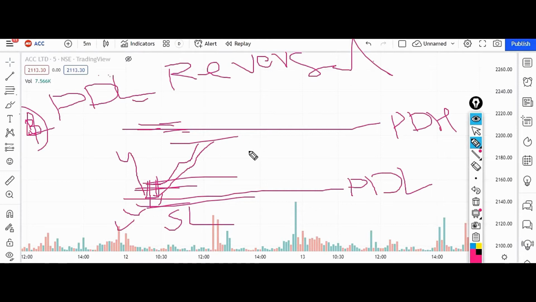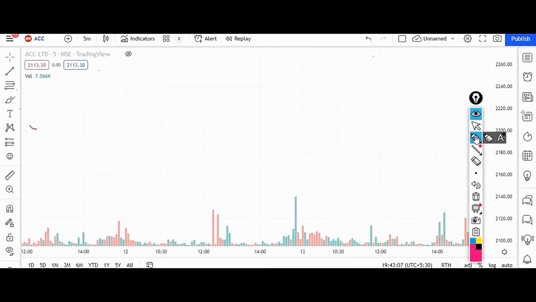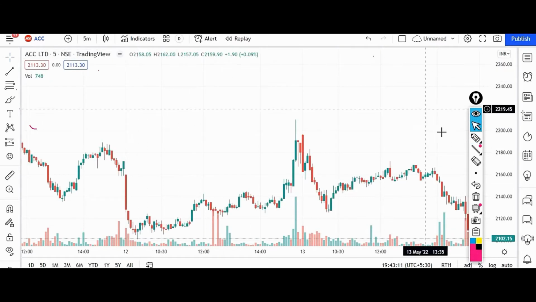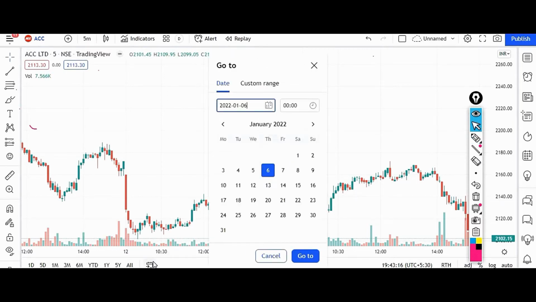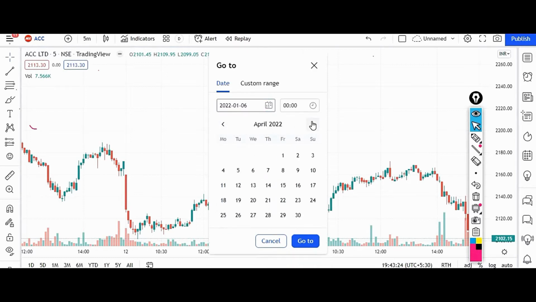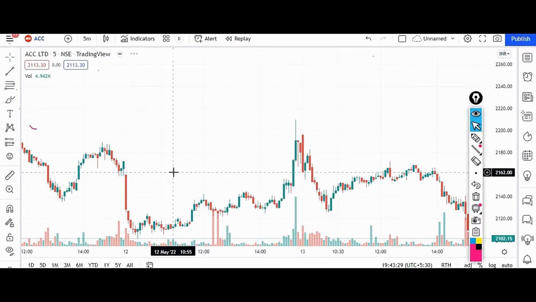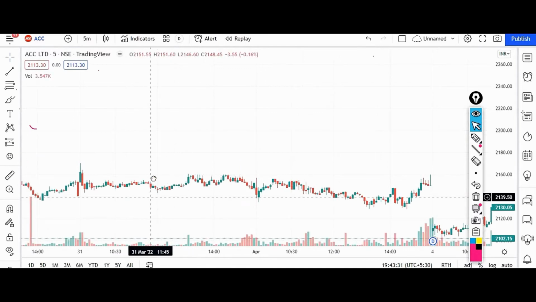Let's move to the charts. First let's check with stocks, and then let's check with Nifty and Bank Nifty also. Let's begin with ACC here. This is the ACC chart. Let's go to the last 1 month of ACC. Today is May 13th. Let's begin with April 1st.